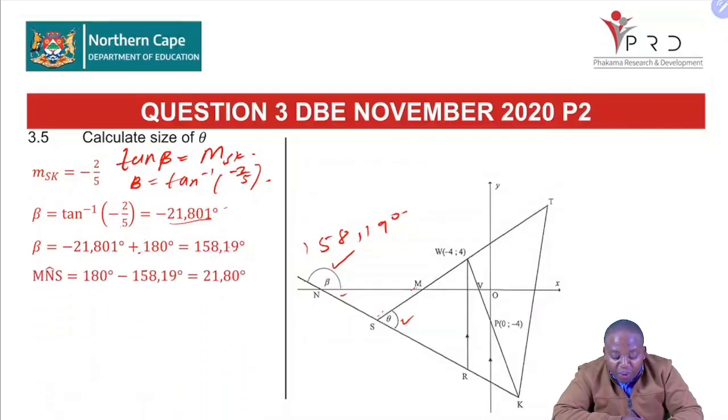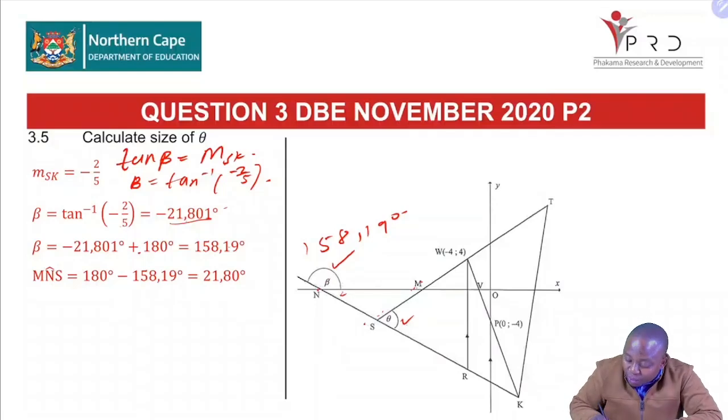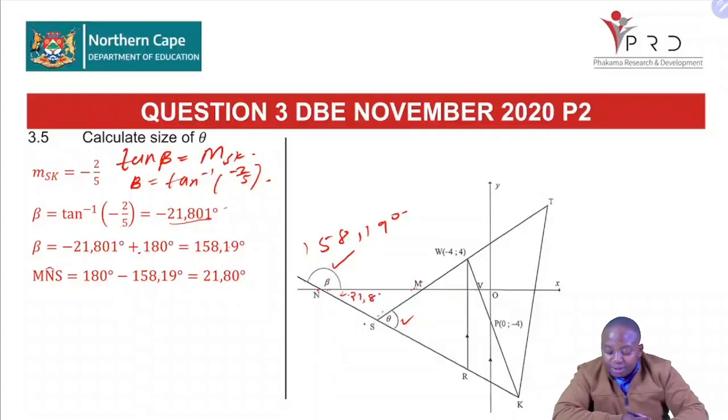What can we do from here? We can now find the value of M and S. We can find this angle. Then we can find the angles in the straight line. Angles in a straight line are supplementary. Then we can now find this value to be 21,8. Right, that is our value right there.